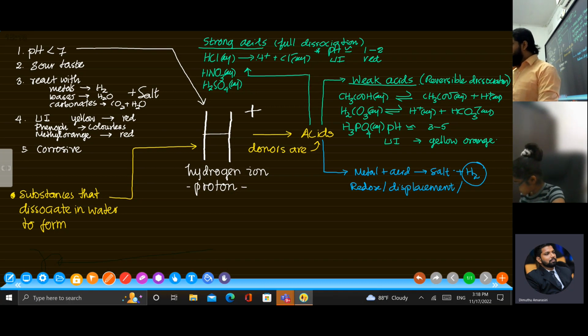Copper, silver, gold. Remember them in the order of increasing value. Copper, silver, gold. Mercury is also there, but it doesn't fit. But anyway, it's not in the syllabus also.